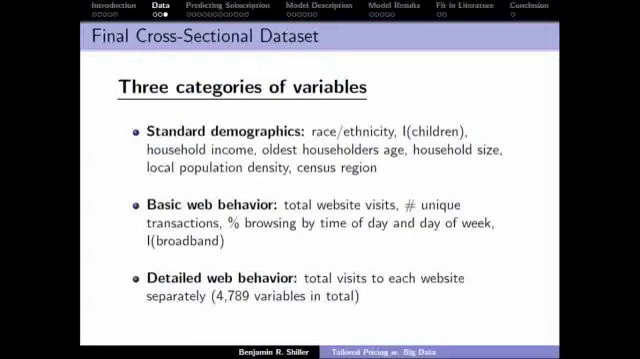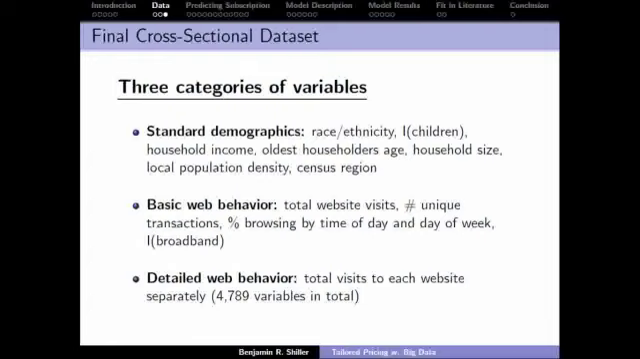And then I have browsing by time of day and day of week. It's hard to know exactly what might predict whether someone's a Netflix subscriber, but for something like DVD by mail, presumably some people might have a harder time making it to a Blockbuster, and so this might indicate or help predict whether someone is a Netflix subscriber.